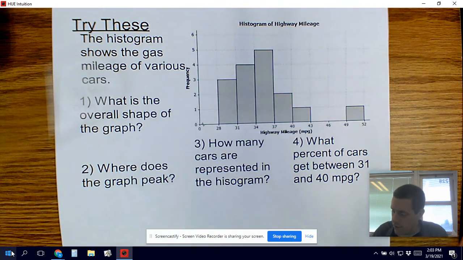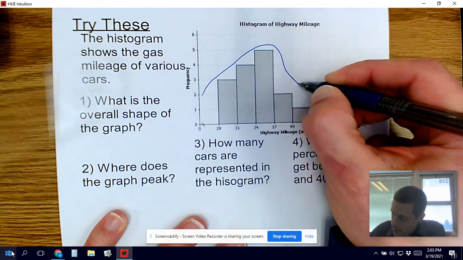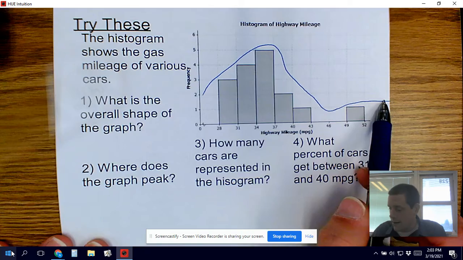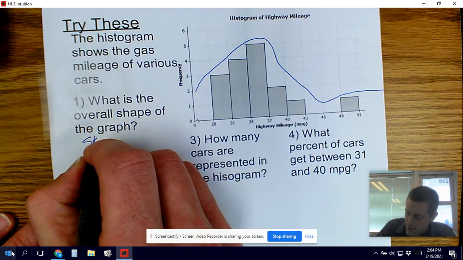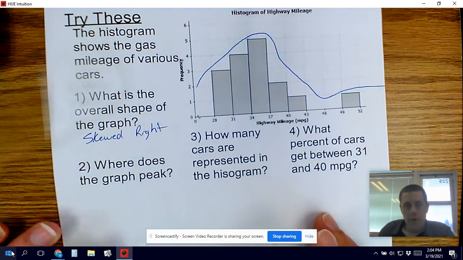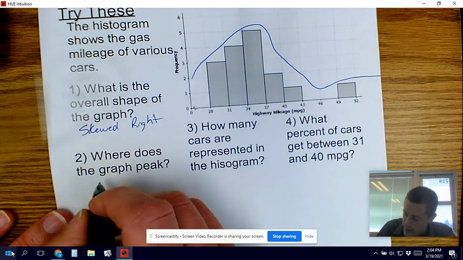All right, first off, overall shape of the graph, checking your work. We got a peak here and then a tail to the right. So because of this sweeping tail to the right, I say this is skewed right, or positively skewed. Where does the graph peak? The highest point is here, and it runs from 34 to 37.